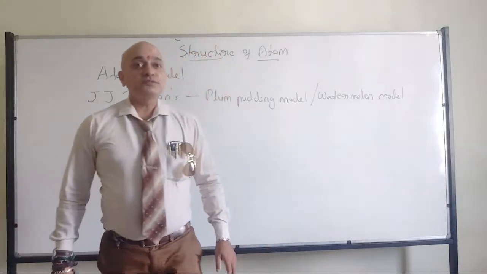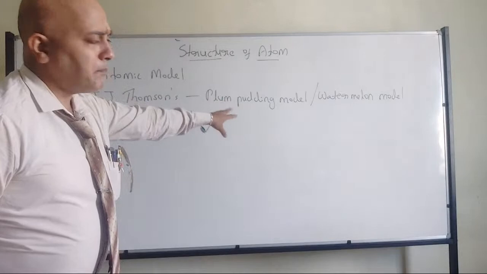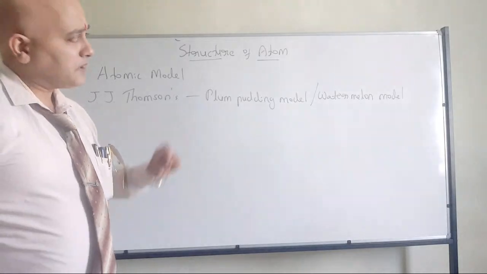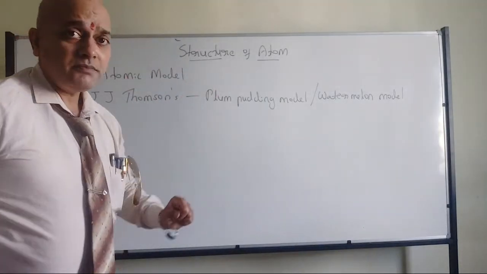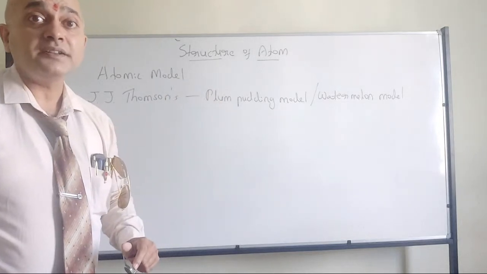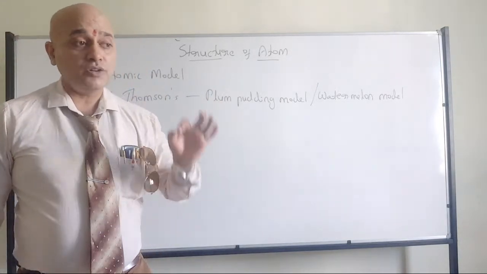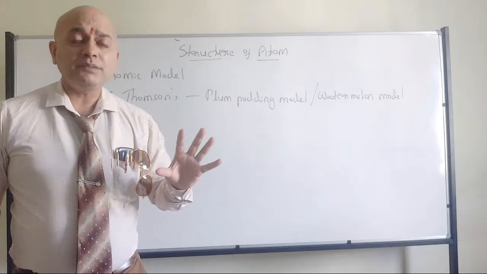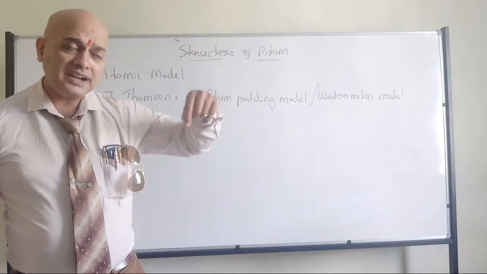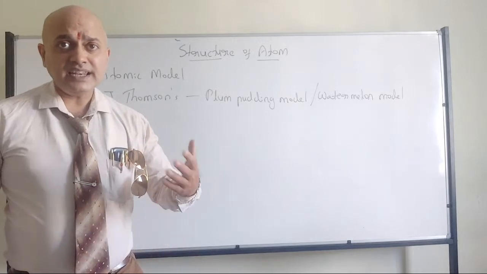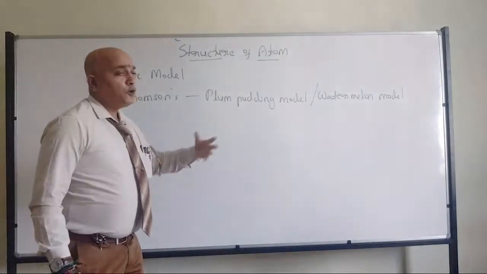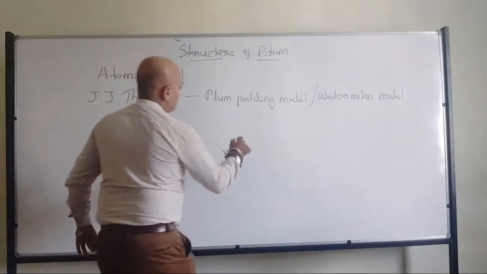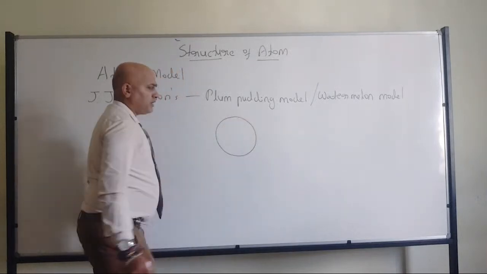If you observe it carefully, there is some comparison between plum pudding and watermelon. What, sir? You are comparing a fruit with a bakery item? Yes, there is some comparison. Even in watermelon, seeds are inserted throughout the fruit. The red part is the pith region, and throughout it there is an insertion of seeds. That is nature's creation and this is human creation, but both have similarity.